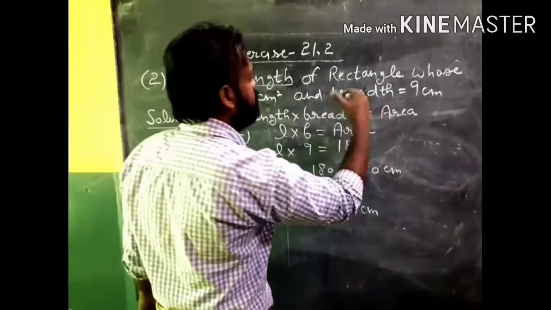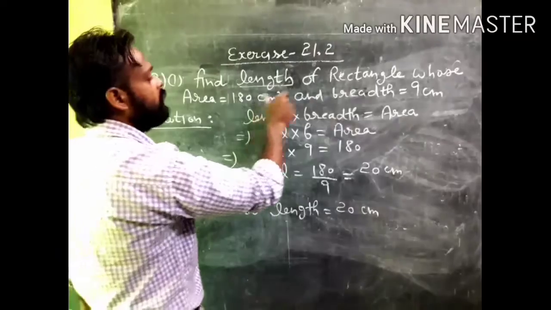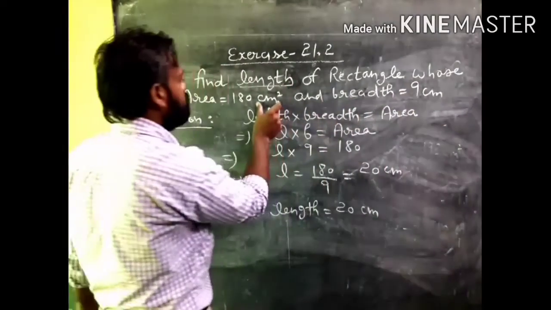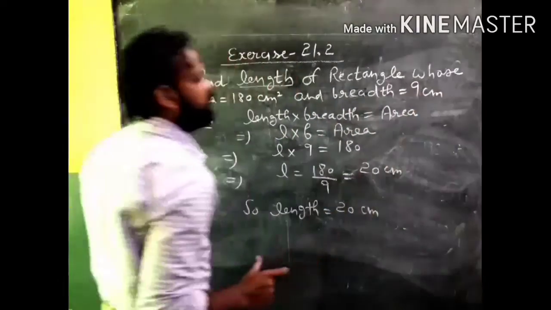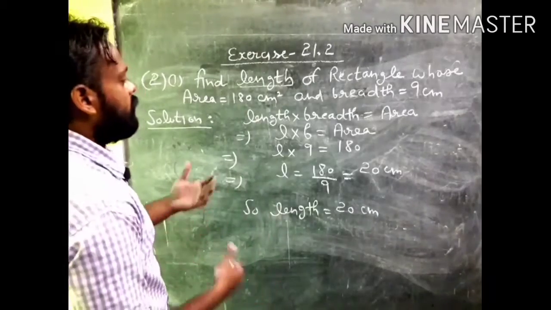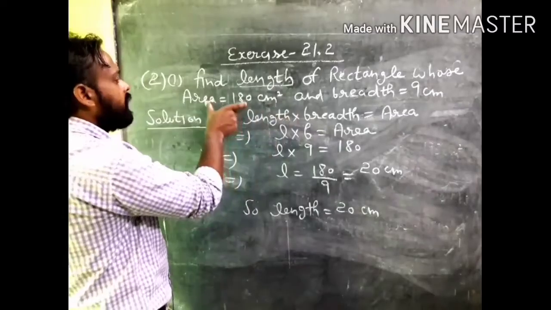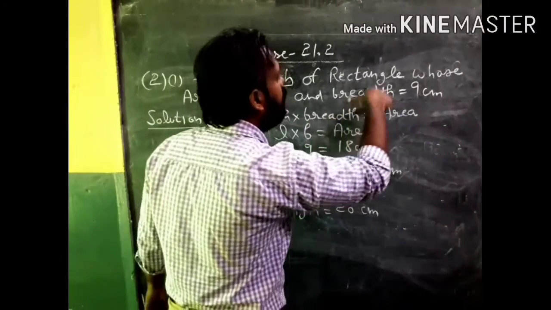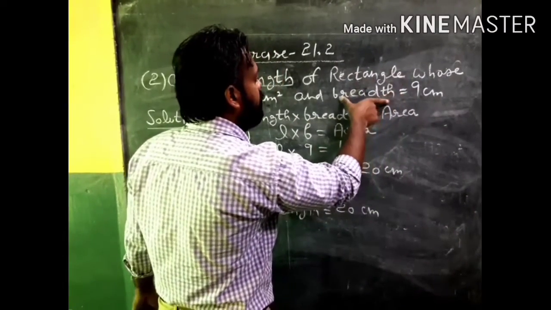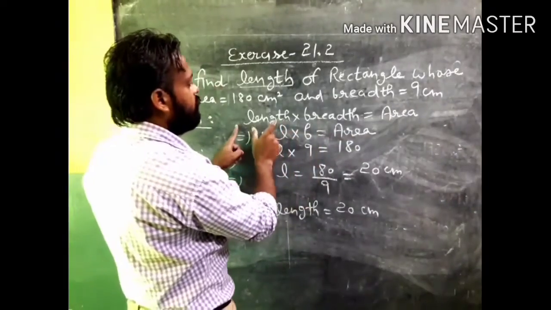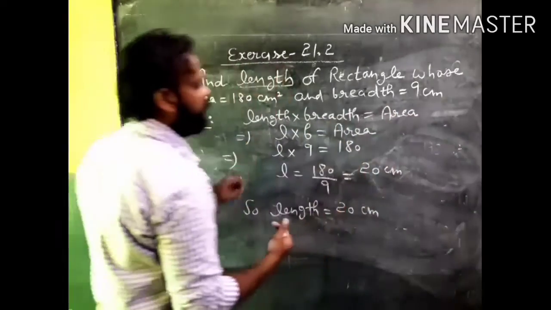Both values, meaning the quantities which are given to us, should have the same units. This one is in centimeter and this one is also in centimeter. So in this case we simply have to apply the formula. If the area is given and one value, length or breadth, is given, then you can apply the formula: length into breadth is equal to area.